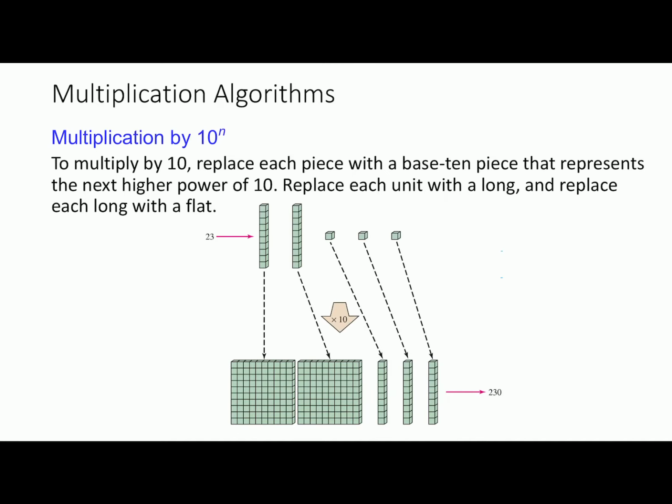All right, so if I wanted to multiply 23 times 10, here I'm going to replace each of those pieces, and you can see that gives me 230. And so what students notice quickly is when you do that, really what you're doing is just tacking a 0 onto the end of that number. You're shifting each of those digits one place value to the left.